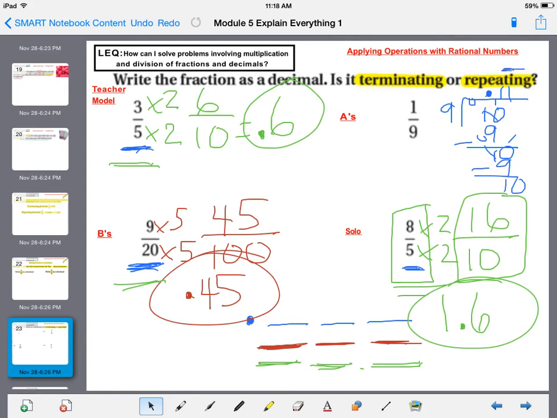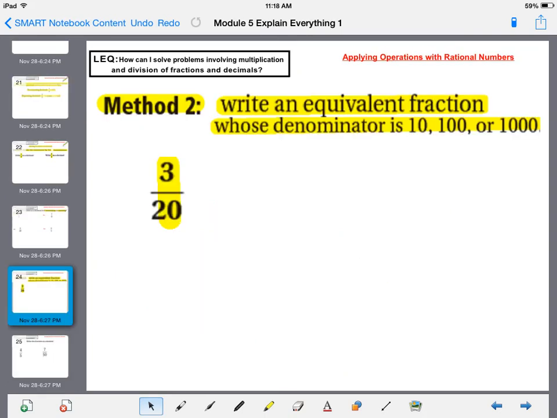So the 3 fifths, the 9 20ths, and the 8 fifths, those were terminating decimals because they ended. On the other hand, the 1/9 is a repeating decimal because the 1, 1, 1, 1, 1, 1, 1 is going to repeat itself. Now that I explained to you from the previous slide how to turn denominators into tenths, hundredths, or thousandths, this slide is going to be very simple.